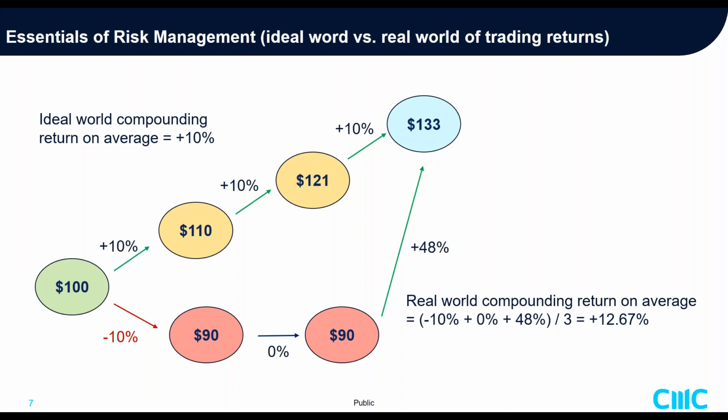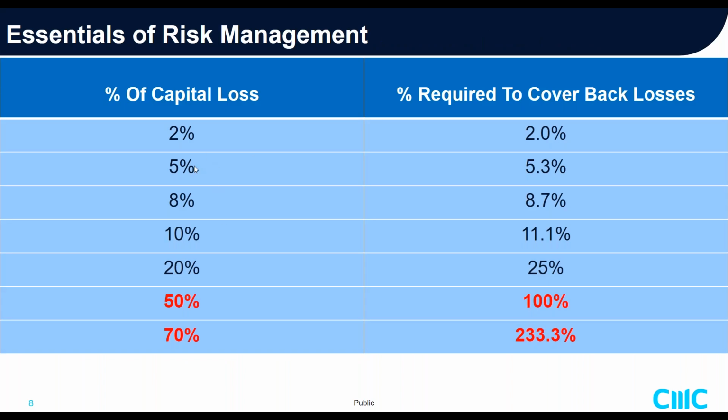Okay, so now look at this. Let's say we have a capital loss of 2%, and the gain needed to cover back is 2%. If I increase this capital loss, say up to 10%, you realize that to cover back your initial capital, it's slightly more, 11.1%. And if your losses get bigger, the path goes more to the downside, and if you lose 50%, you need 100% to cover back your losses.